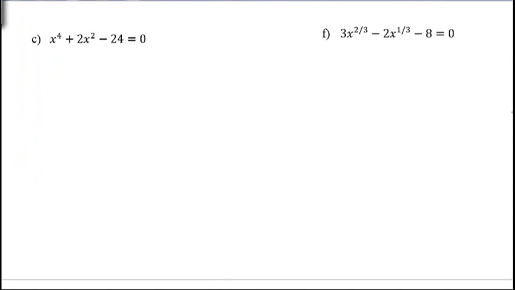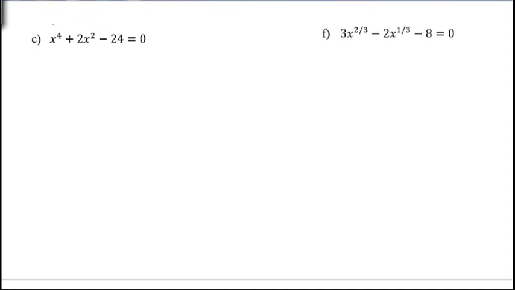In our next example here, again we have a fourth power: x to the fourth plus 2x squared minus 24 equals 0. So we're missing the cubed power of x, and we're also missing the plain old x term. And so this is really going to make things pretty nice. You can actually just factor this.